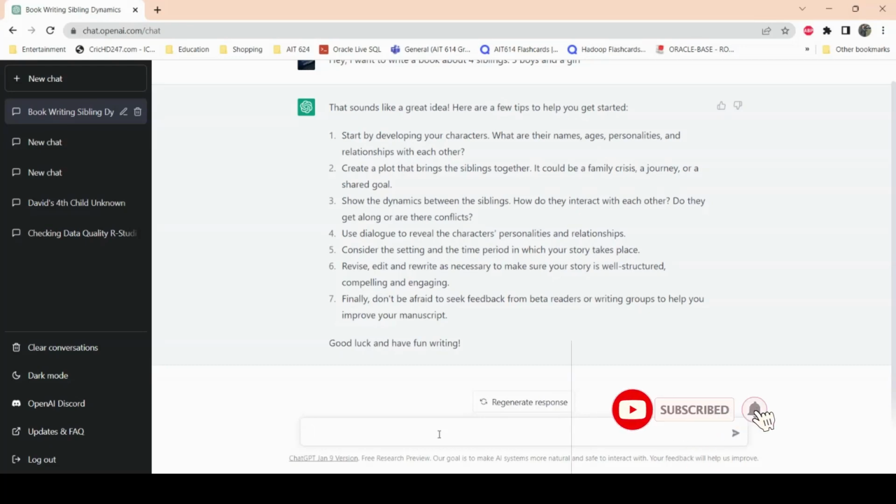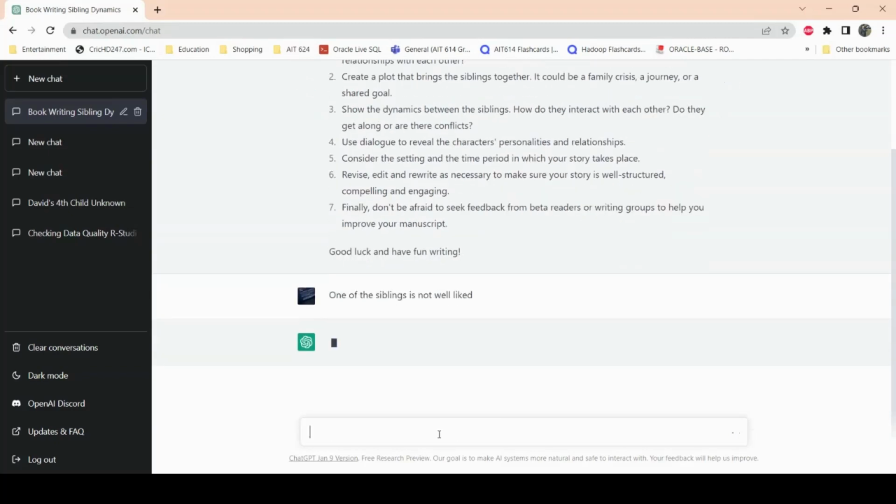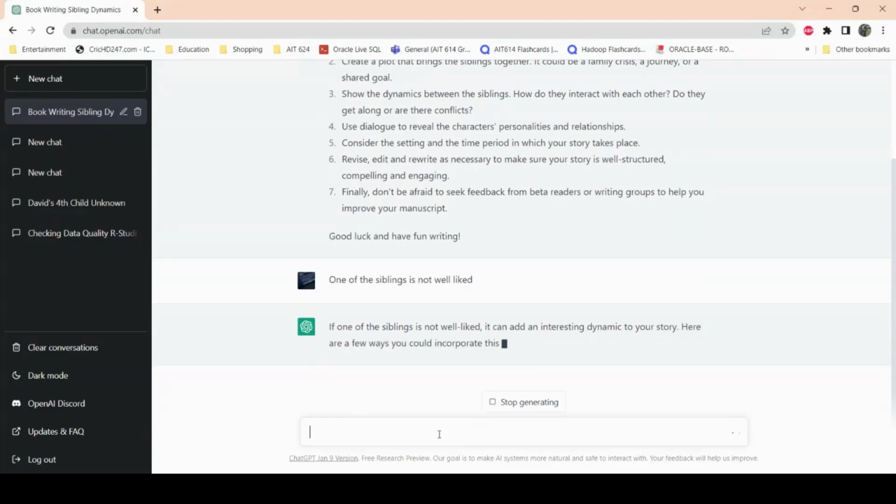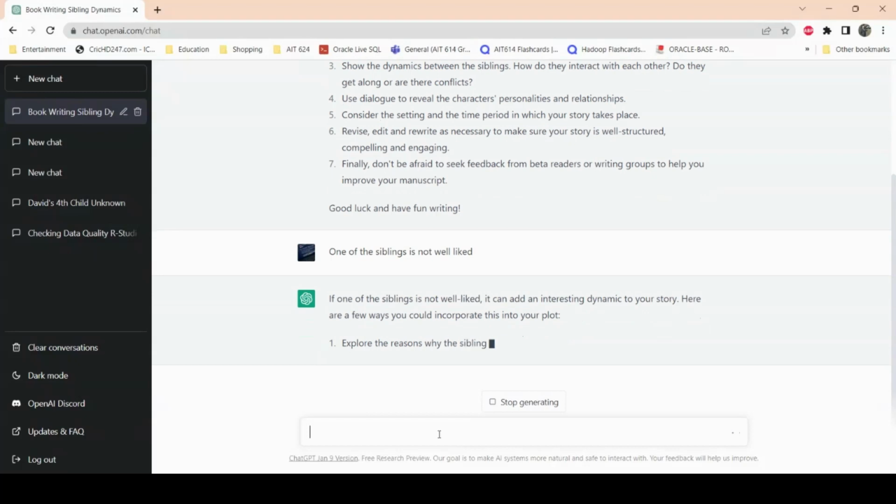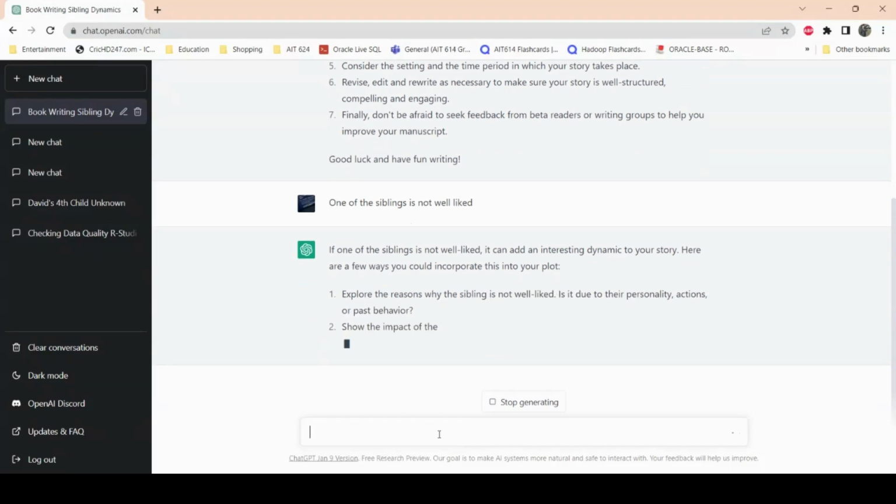Okay, so these are some of the ideas that you are getting from ChatGPT. So let's see. I want to say that one of the siblings is not well liked. So now I'm kind of introducing the characters to the book. First, I said there are four siblings, and now I'm saying, hey, out of the four siblings, one of the siblings is not well liked. Let's see how ChatGPT responds to that.